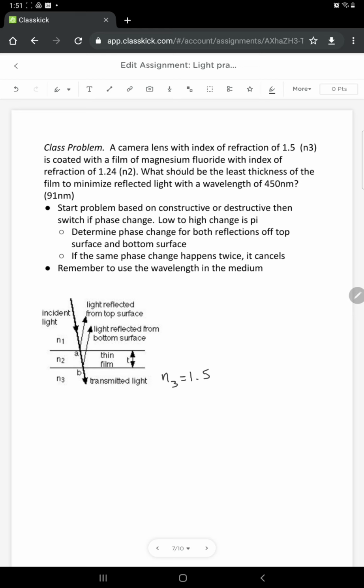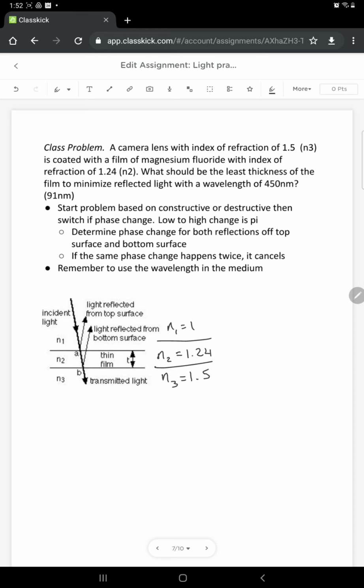And then it's coated with a thin film of magnesium fluoride, 1.24. So that's n2, 1.24. Here, we'll keep these separated. If it doesn't give us the other one, you can make a reasonable assumption. That's air, which is around 1. It's close enough to 1.